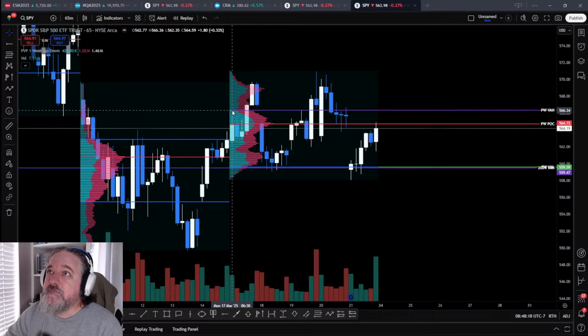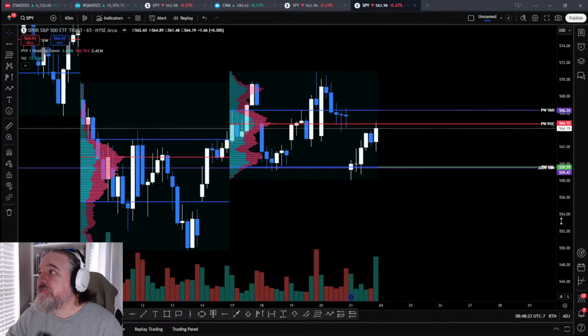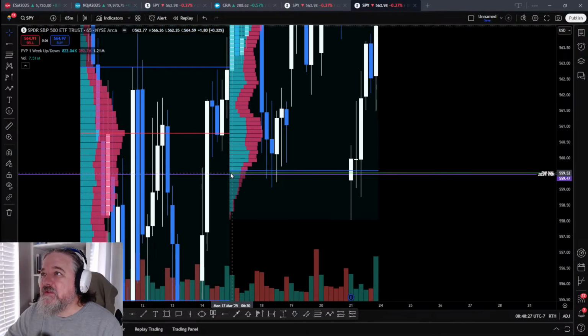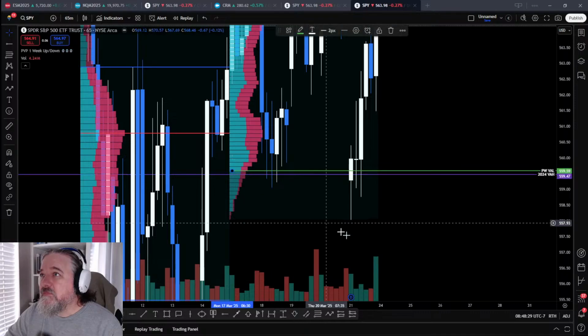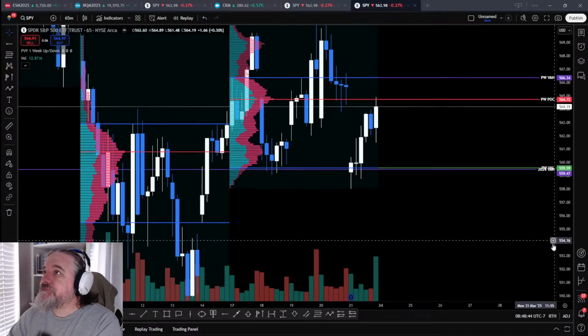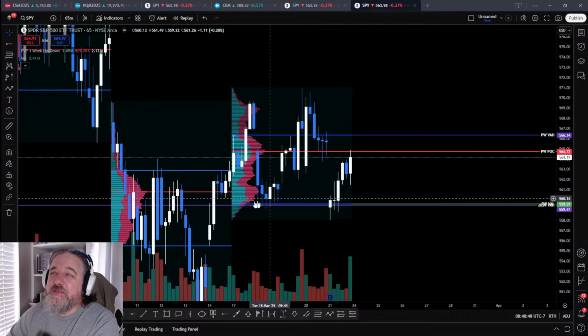And so once a week, you just have to do that. One key thing I'll also point out, when you have two levels like this that are really close together, you can just combine them and do something like that. Okay. So there's our previous week levels.